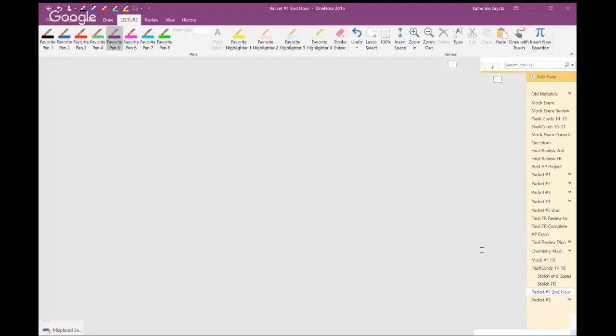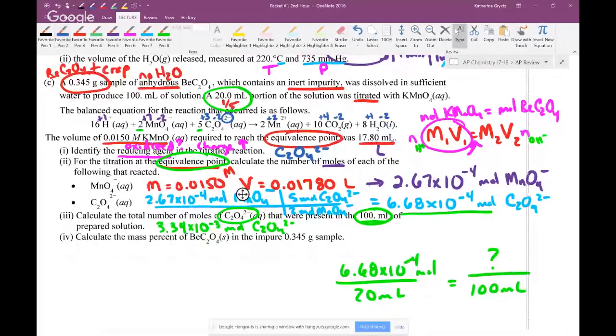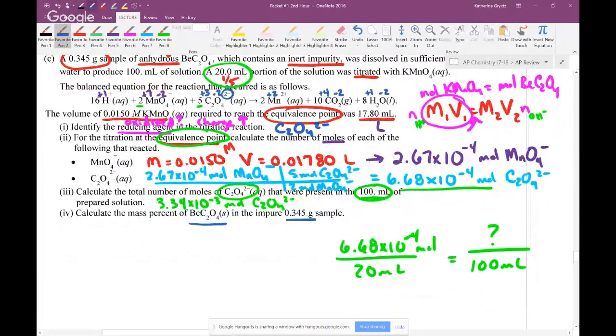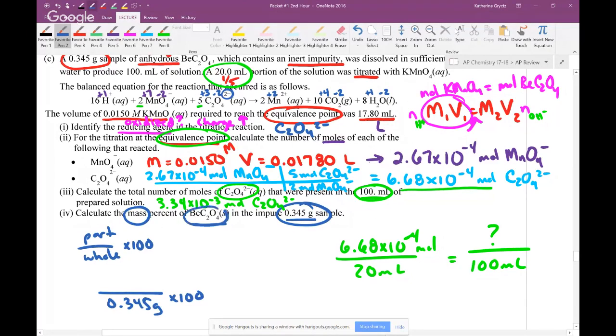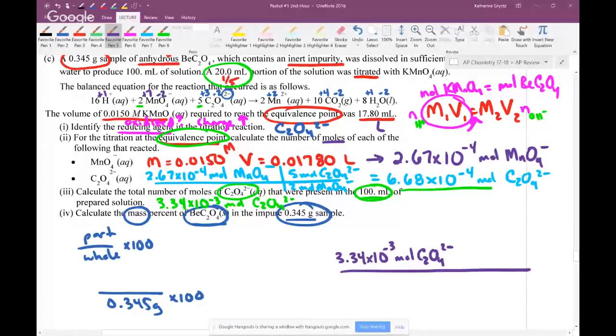All right, and then, so you guys got that for 3? Uh-huh. Okay, and then it wants to know the mass percent of BeC2O4 that was in the 0.345. So part over the whole times 100, but we have to do grams. So we know the whole is 0.345; we need grams of BeC2O4. This one's just a little bit of stoichiometry. We know that there were 3.34 times 10 to the negative third moles of C2O4 2 negative in the 100 milliliter sample.